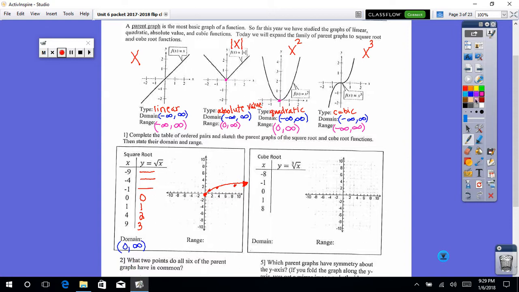As far as the range for this one is concerned, remember range is bottom to top, so the lowest point I get to is 0. And while it looks like this guy is going to level out, he's really not. He's going to constantly keep growing in the positive direction forever.